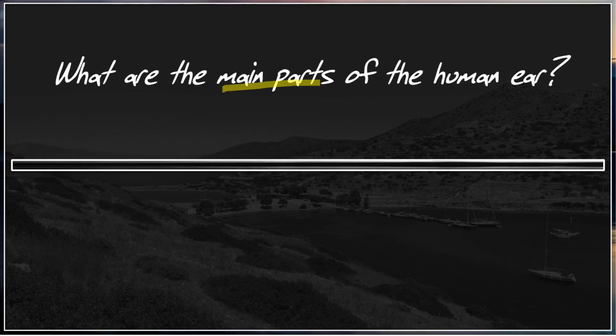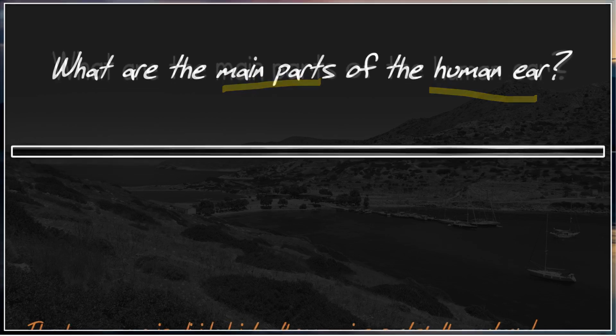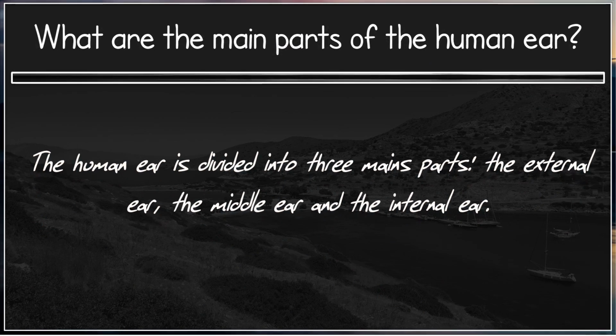What are the main parts of the human ear? The human ear is divided into three main parts: the external ear, the middle ear, and the internal ear.